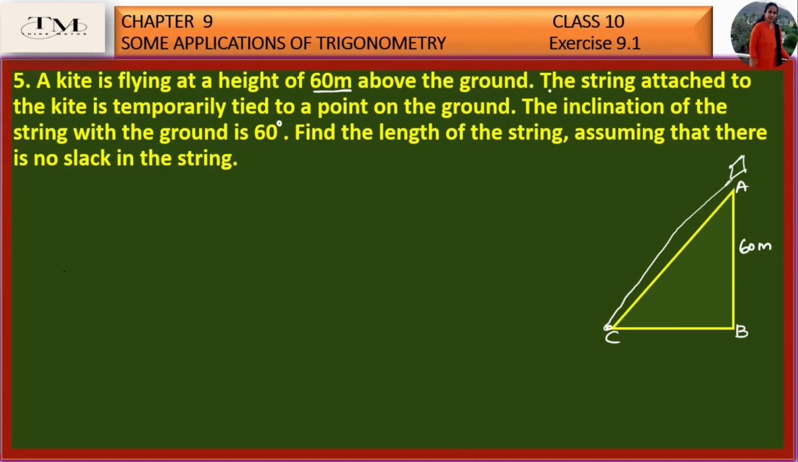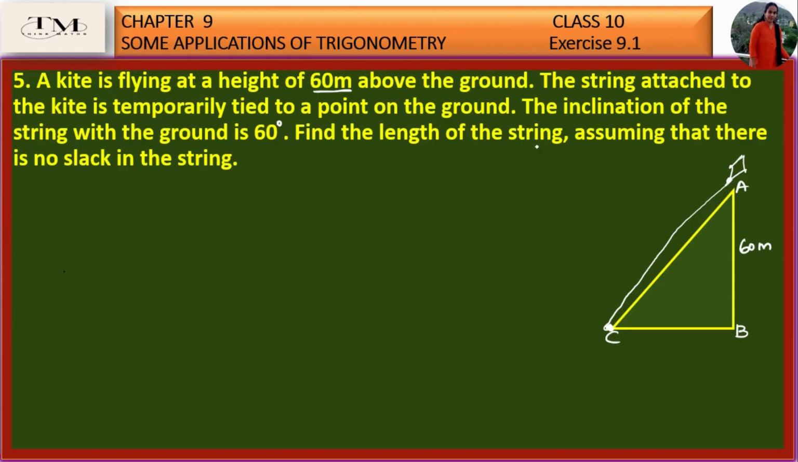So AC, the string attached to the kite. So there is a string. This is the string attached to the kite which is temporarily tied to a point on the ground. There is another point on the ground which is C. So this point A is tied to C. So AC is the string. Okay. So from the kite there is a string. There is no slack, so it is just straight. So this point A is attached to a point on the ground C. So AC is the string.